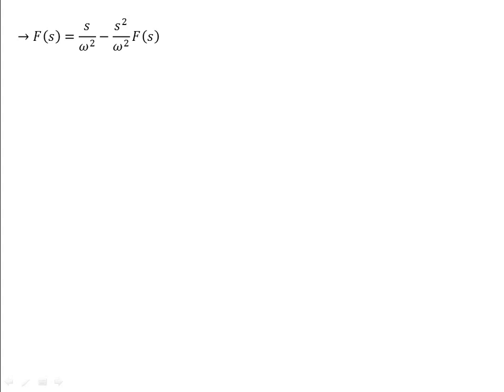If I bring this F(s) to the left hand side of the relation, I will have 1 plus s squared over omega squared multiplied by F(s) is equal to s over omega squared. If I get the common denominator for these fractions, I will have F(s) equal to s over s squared plus omega squared, which shows that the Laplace transform of cosine omega t is equal to s over s squared plus omega squared.